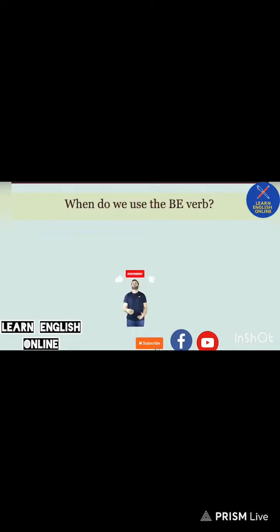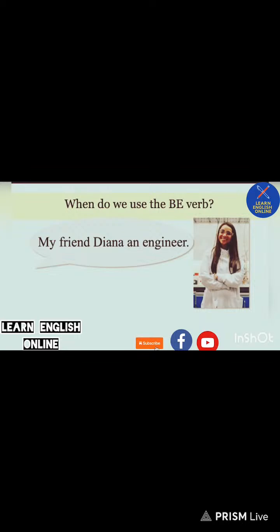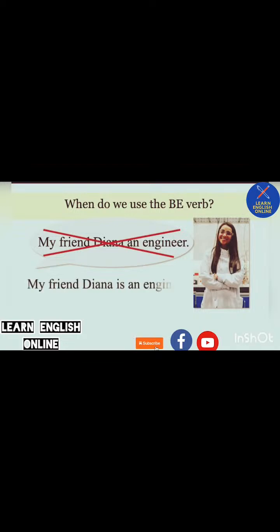If you say to me, "My friend Diana, an engineer," I understand more or less what you're saying, but the grammar is incorrect. We need the be verb to connect the subject to the noun engineer. My friend Diana is an engineer. We need the be verb for the sentence to be correct.